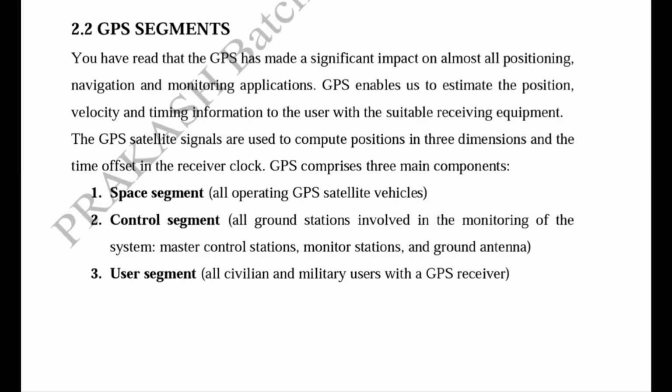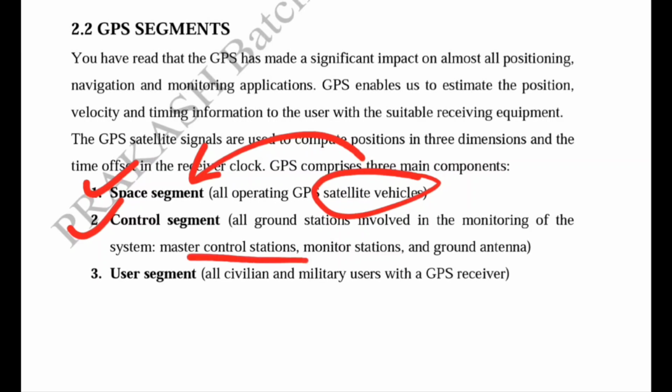So there are three types of segments. First one is the space segment, means the components that are available in space, that is, satellite vehicles come under the space segment. And second is the control segment. It considers the ground stations which monitor and control the satellites or the components of the GPS. These stations are again classified as the master control station, monitor stations, and ground antennas are also covered in the control segment.